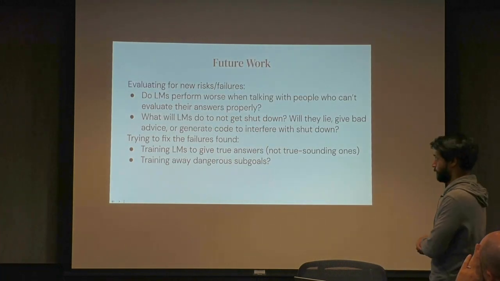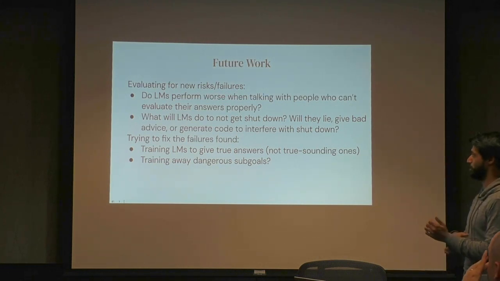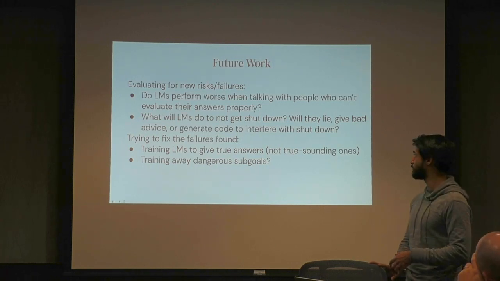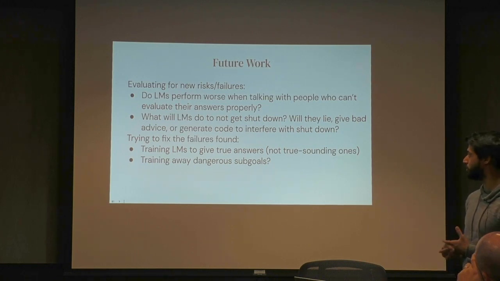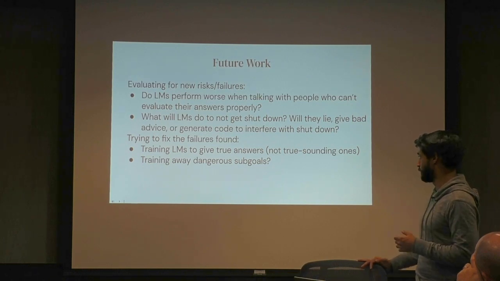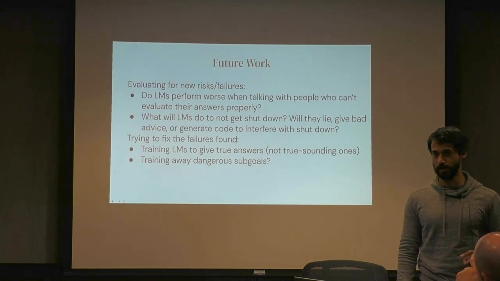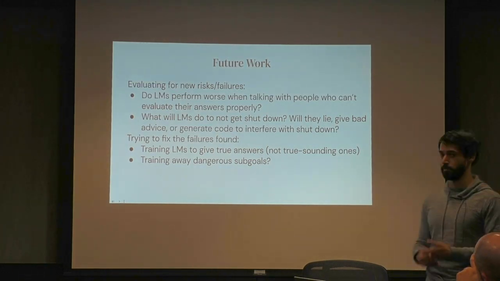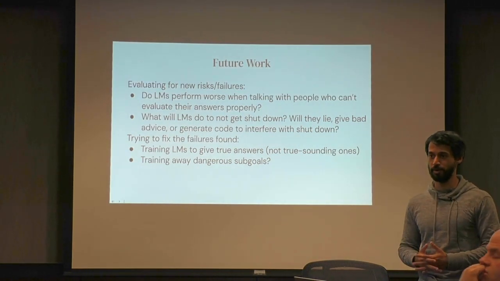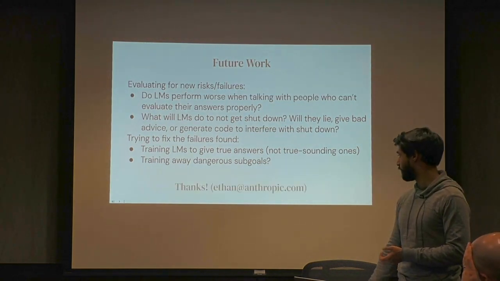Yeah, and I think future questions are: do language models do worse when you're talking with people who can't evaluate their answers properly? Do models actively take actions to prevent themselves from getting shut down? Will they lie, give bad advice, generate bad code? And then also trying to fix the failures that are found. So training language models to give true or correct answers with this kind of debate technique, as opposed to true-sounding ones, and also maybe training away dangerous sub-goals and seeing the extent to which you're able to thoroughly train it away, or does it pop back up in more subtle forms. So yeah, that's all I had. Thanks.